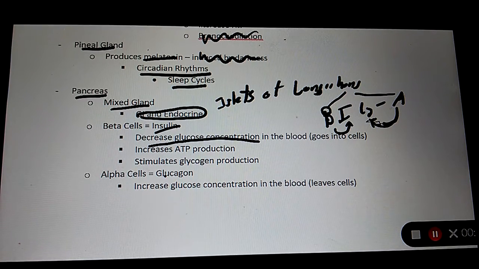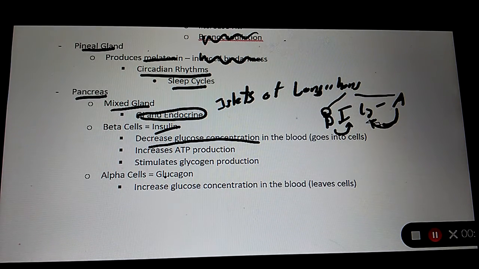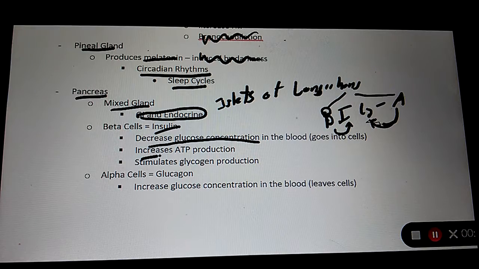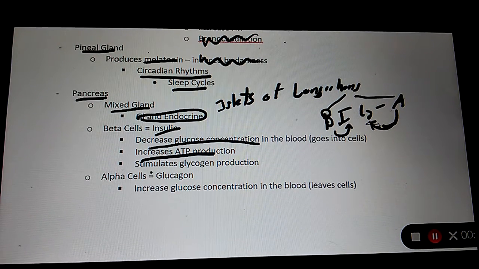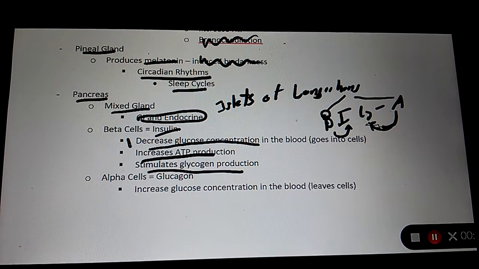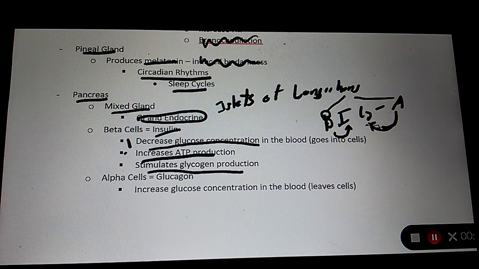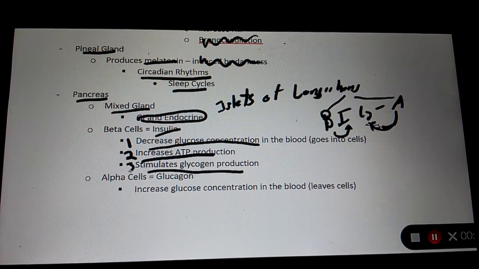Does insulin increase ATP production? Yes. Does it stimulate glycogen production? Yes. What are the three functions of insulin? Decrease glucose concentration in the blood, increase ATP production, and stimulate glycogen. Okay?